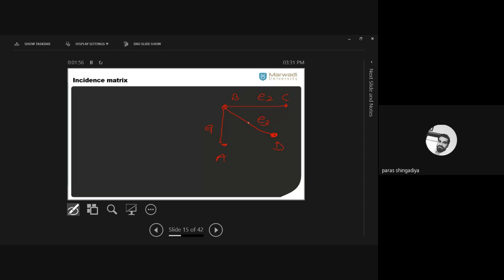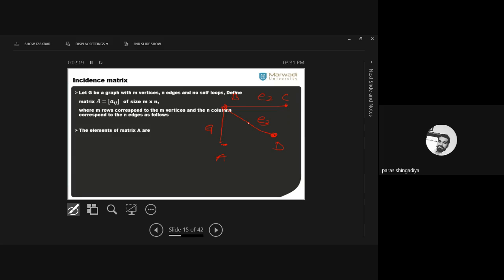So in this matrix, we'll check the relation between vertex and edge. Means now we'll not always consider a square matrix, because the number of edges and the number of vertices are not always the same in a graph. So which data will we consider in the definition? Let G be the graph with m vertices and n edges.